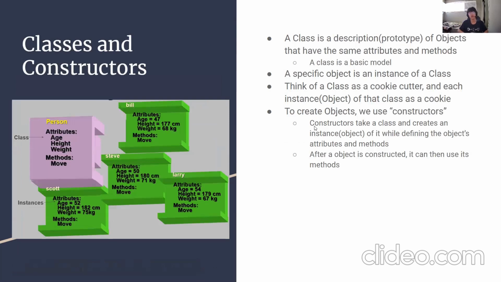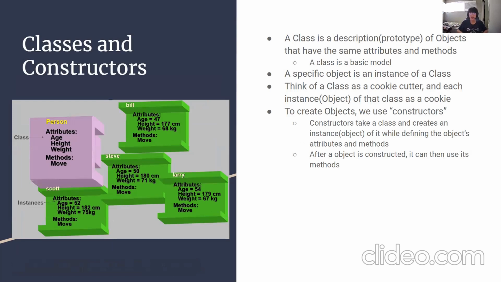Now, a little further depth into classes. Classes are descriptions of objects that have the same attributes and methods. So you know that classes are collections of objects that are similar. They fall under one category, and that category makes the class. But a little further into depth, a class is a basic model for creating objects.